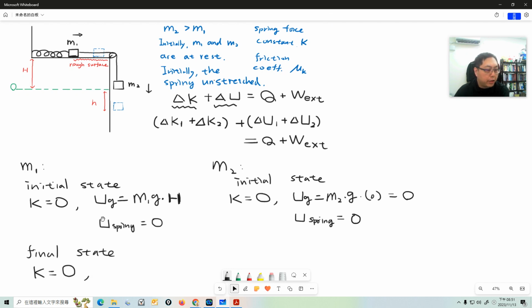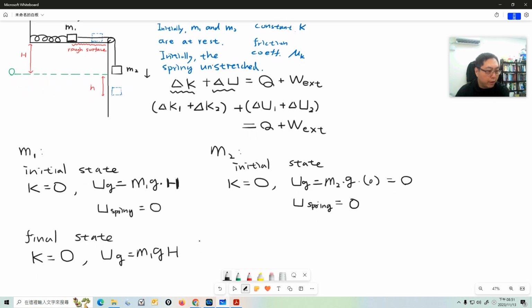And for the final state potential energy of M1, let's just suppose the distance here is long enough. So in the final state, M1 is still somewhere here. Its position, its height, is still h from the origin. So at the final state, the gravitational potential energy is still M1 g h. And what's the elastic potential energy of M1 at the final state?